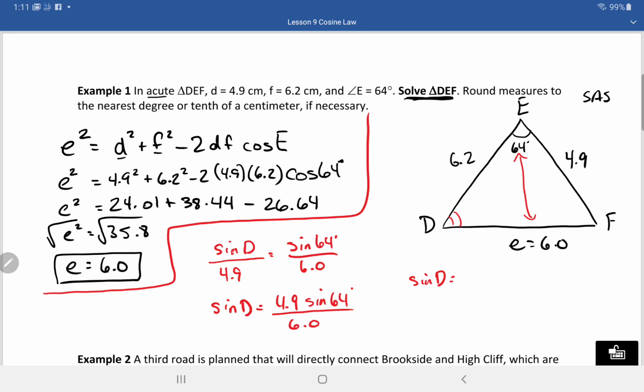So 4.9 times the sine of 64 divided by the 6.0 is 0.73, and it keeps on going. Leave that in the calculator, don't clear it. Get rid of sine by doing the sine inverse, because anytime you do sine inverse, that's what's solving for an angle. So we're going to take that 0.73 long number that's on the calculator, and we're just going to go sine inverse equals 47 degrees.